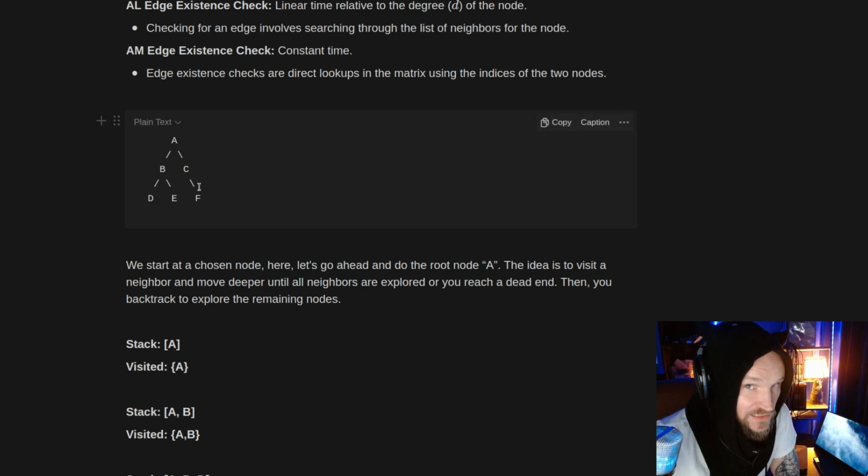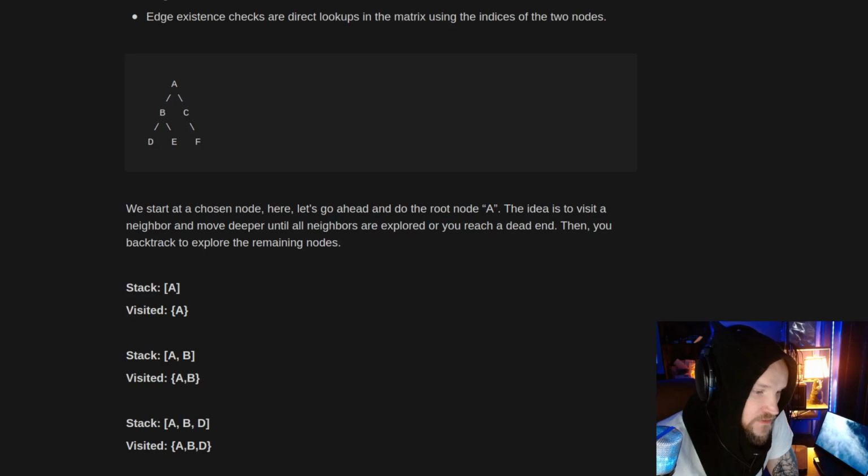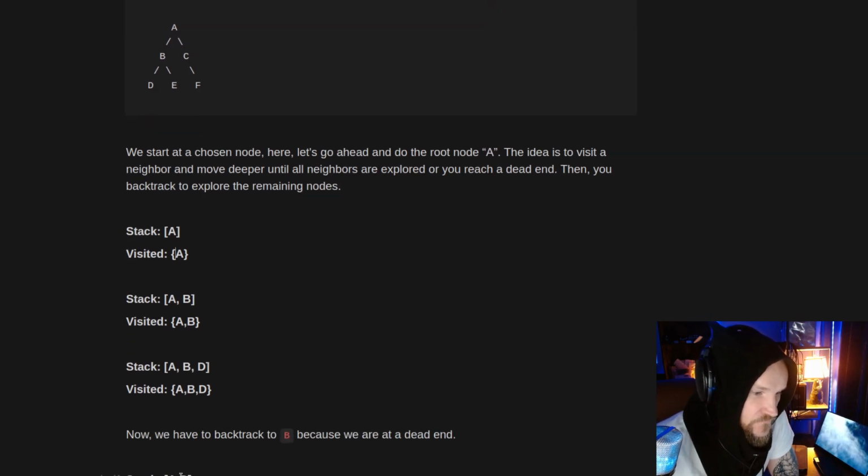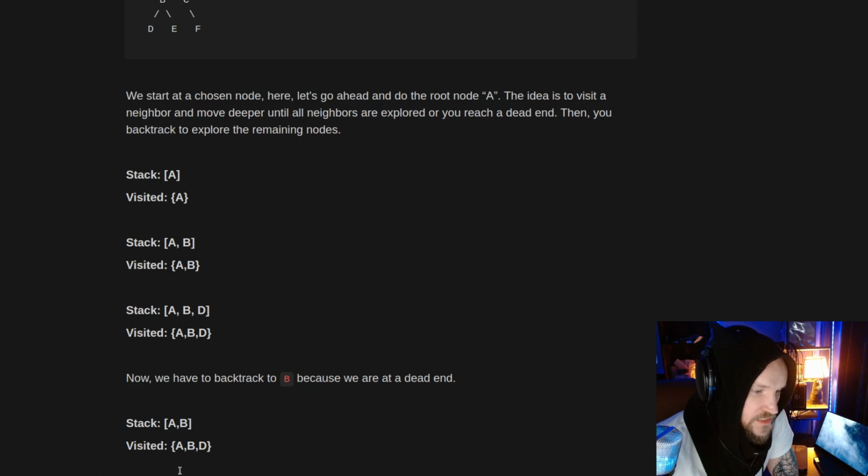D is not connected to E. So to get to E, we have to go back to B. So now we're going to go back. D is popped off of our stack, and visited still contains A, B, D. Now from B, we can get to E. So the stack is now A, B, E. Visited is A, B, D, E. Now we have to backtrack to A because we need to get to C.